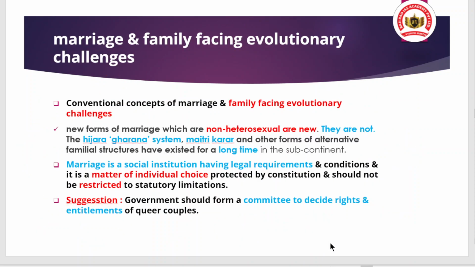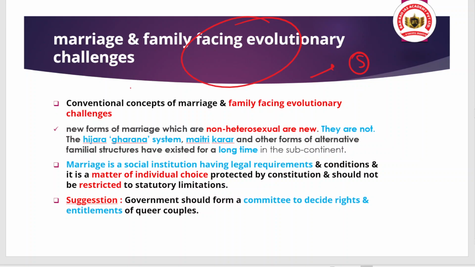And now when we talk about other arguments, like marriage and family are facing evolutionary challenges. So what do you mean by evolutionary challenges? Like we know that society is evolutionary in nature. They basically evolve with respect to time. They try to adopt the changes. Okay, so that is the point.